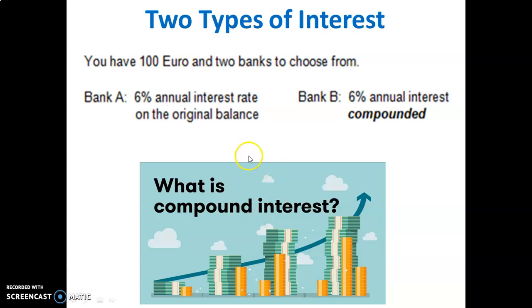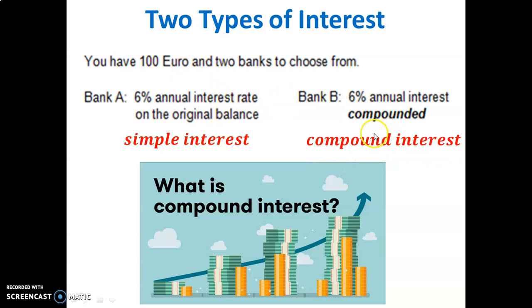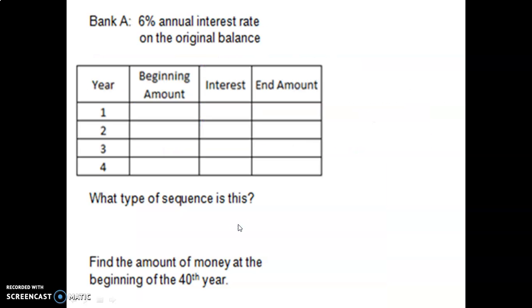We'll take a look at that through a quick investigation. But first of all, you should know this is called simple interest, and here we're talking about compound interest. We're going to compare these two and see exactly what compound interest is. So here's a little investigation. We have that 6% put into the bank with an interest rate on the original balance.